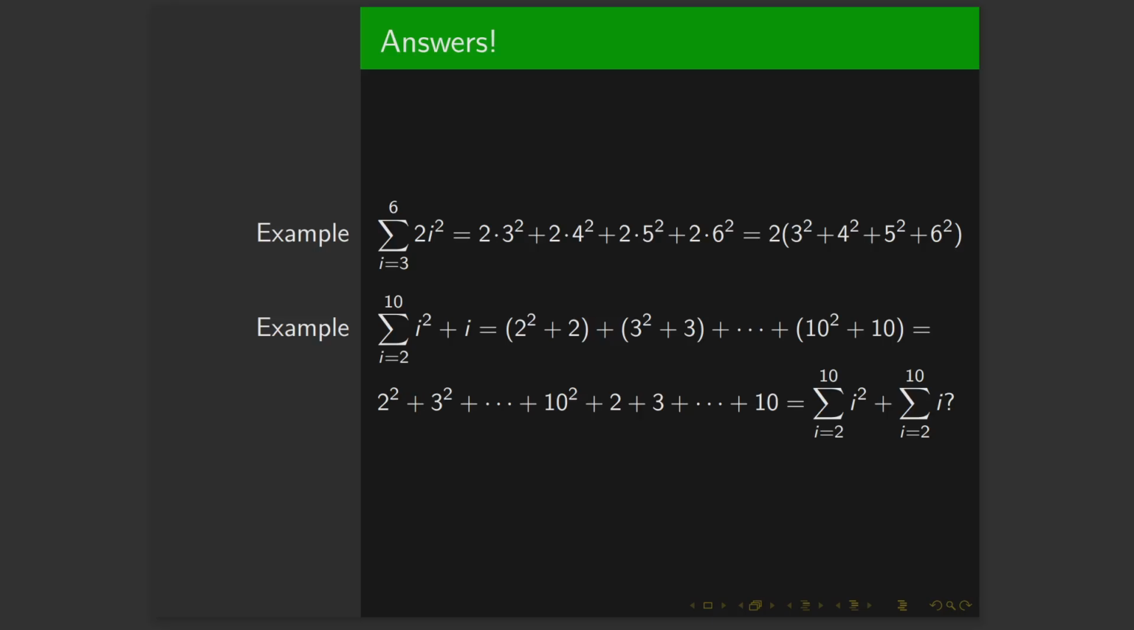Let's look at the next example, i squared plus i. Well, this is 2 squared plus 2. Well, that's our first term. And the next term is going to be 3 squared plus 3 because it goes from 2 to 3. And it's going to be 4 squared plus 4, plus 5 squared plus 5. All the way at the end, it's going to end at 10 squared plus 10.